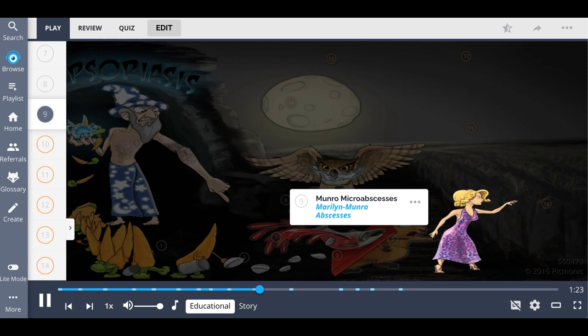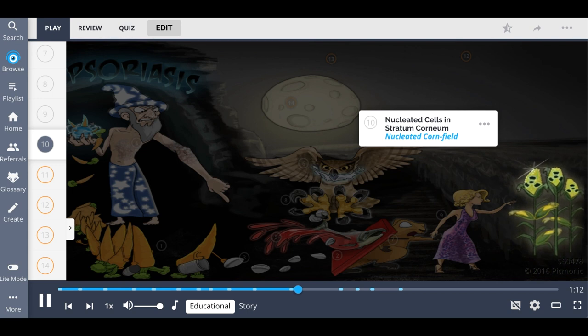Histologically, diagnosis is aided when Monroe microabscesses are seen, the Marilyn Monroe abscesses, which are described as collections of neutrophils in the stratum corneum. We also see nucleated cells in the stratum corneum, depicted as the nucleated cornfield, which are retained keratinocyte nuclei, termed parakeratosis. Remember that in psoriasis, there is an absence of stratum granulosum too.